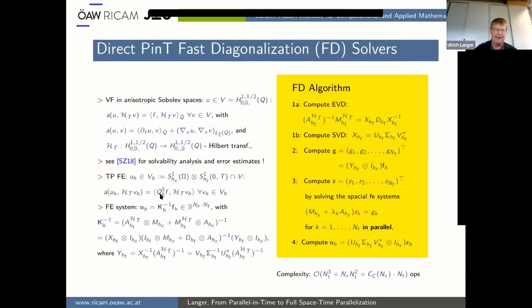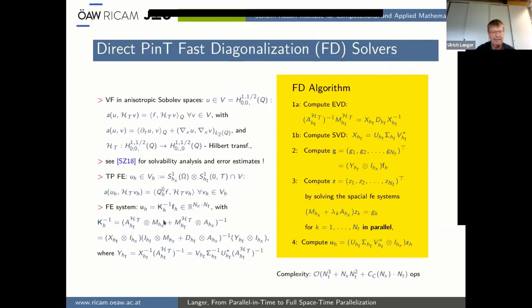And we were interested in solving a system of equations. K_h is the system matrix coming from the bilinear form. So we apply K_h^{-1} to F. And if you look at this, we have a tensor product structure again. The Hilbert transform is only in t. This is the matrix coming from the time derivatives. This is the duality product, and this is a mass matrix always in time.